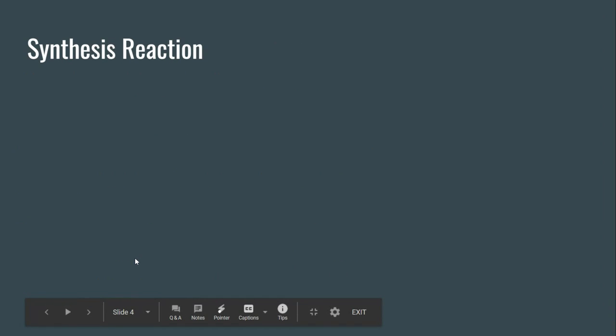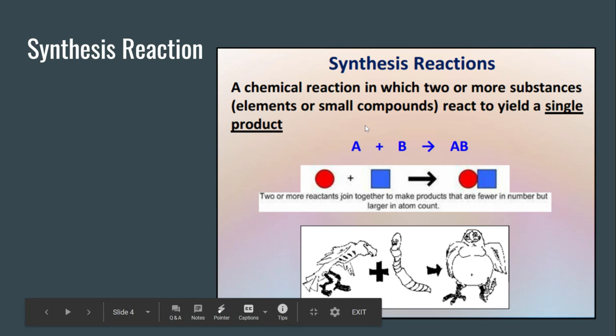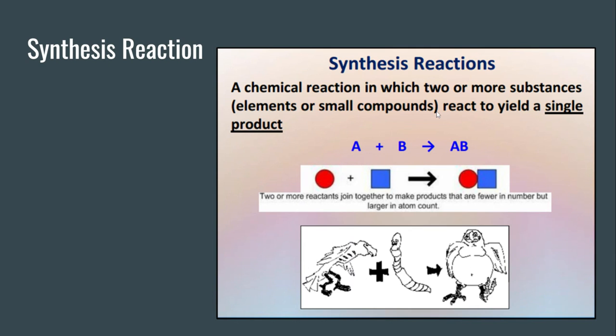Let's look at some examples of a synthesis reaction. Let's see what a synthesis reaction really looks like. We've already seen it last week, so this is just a recap. A reaction in which two or more substances combine to form a single product is called a synthesis reaction. So you have A combining with B, forming AB. You always will have just one big product in a synthesis reaction. If you have a circle and a square, and they combine to form a circle-square, then it's a synthesis reaction.